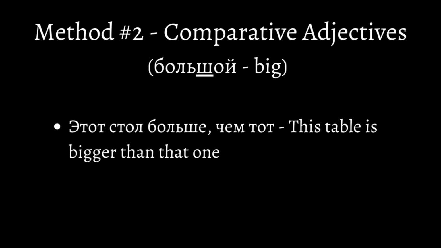Этот стол больше, чем тот. This table is bigger than that one. Большой drops the ending, gets the simple ending ye, has one form, as in English, and uses чем and tot.